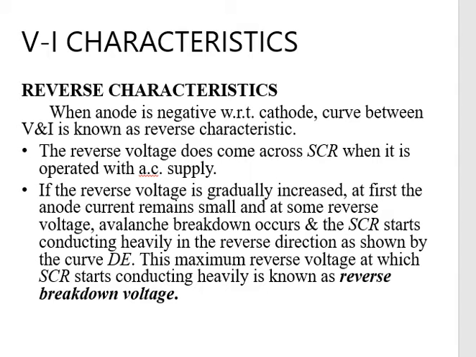The reverse voltage does come across the SCR when it is operated with the AC supply. If the reverse voltage is gradually increased, at first the anode current remains small, and at some reverse voltage, avalanche breakdown occurs, and the SCR starts conducting heavily in the reverse direction, as shown in the curve DE. The maximum reverse voltage at which the SCR starts conducting heavily is known as reverse breakdown voltage.